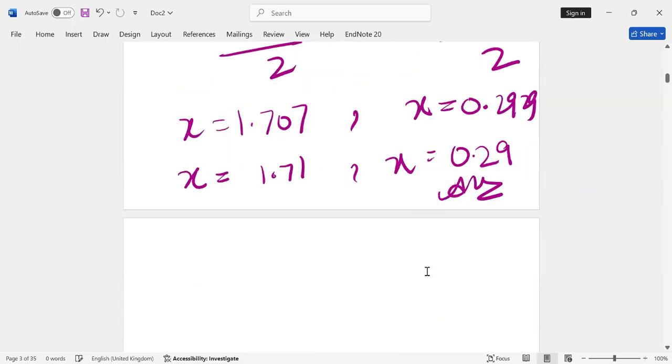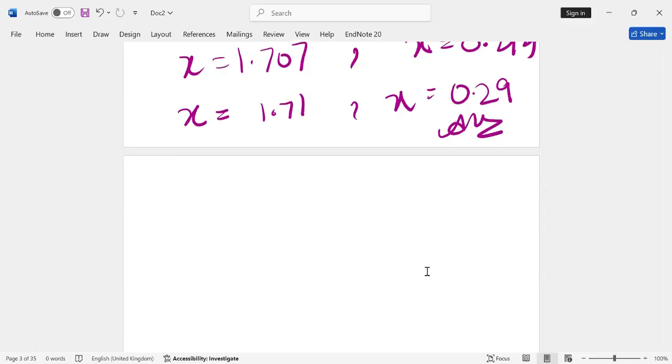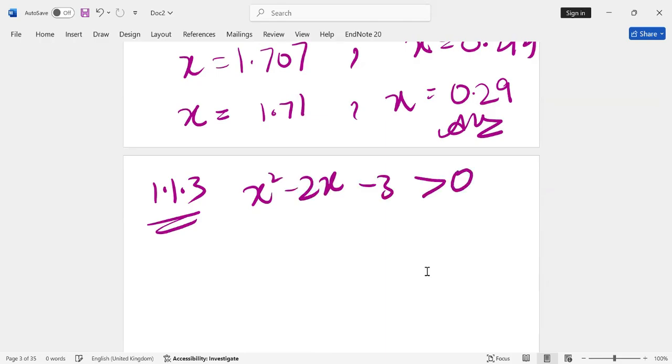All right. So next move to the next question, 1.1.3. All right. So x squared minus 2x minus 3, which is greater than 0. So this is a quadratic inequality. The first step is to find the critical values by solving the associated equality, which is x squared minus 2x minus 3 equals to 0. Okay, we have to factorize this equation. x squared minus 2x minus 3 equals to 0.